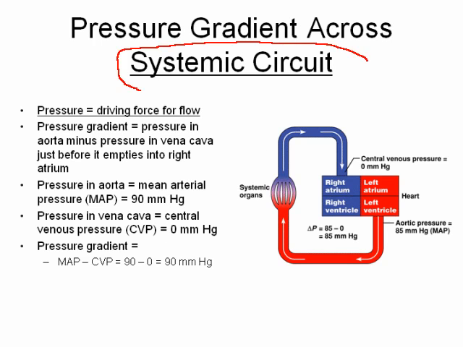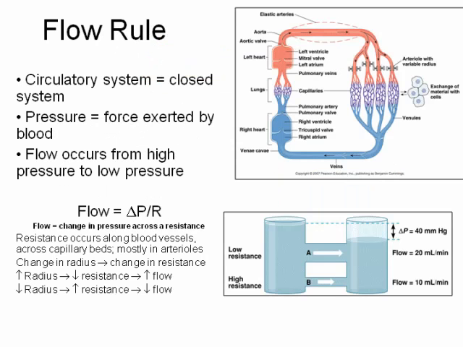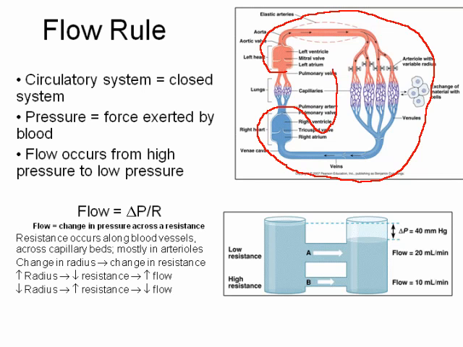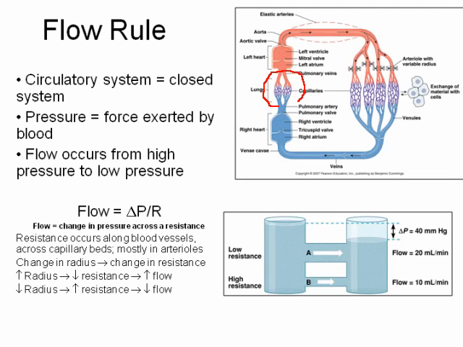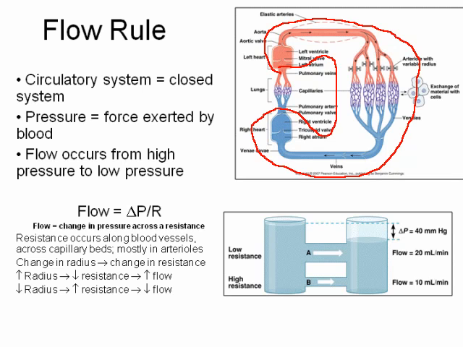So let's take a look at the systemic circuit. The systemic circuit, go back a couple of slides here, is this whole part between the left heart and the right heart. The pulmonary circuit is what exists between the right heart and the left heart. So we're most interested in the control of blood flow through the systemic circuit.